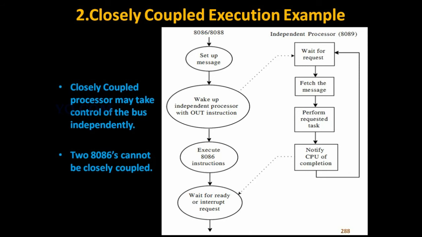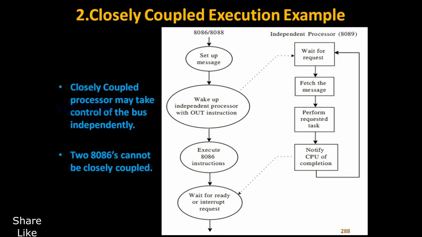When the task is completed, the external processor informs the 8086 about the completion of the task by using either the status bit or an interrupt request. So this is a closely coupled configuration. The closely coupled processor may take control of the bus independently. So two 8086s cannot be closely coupled processors.